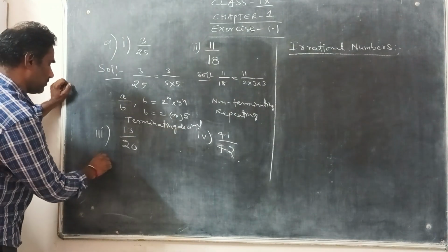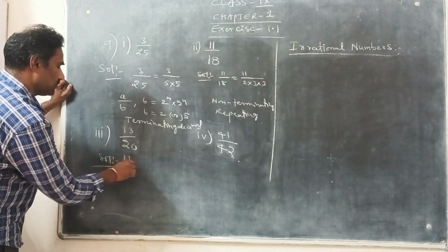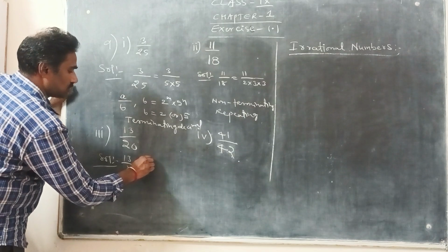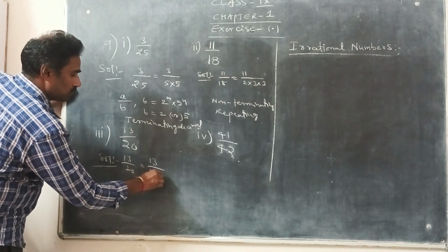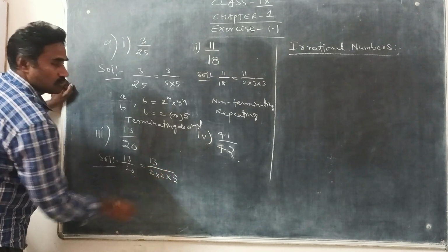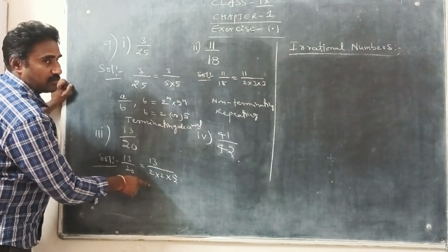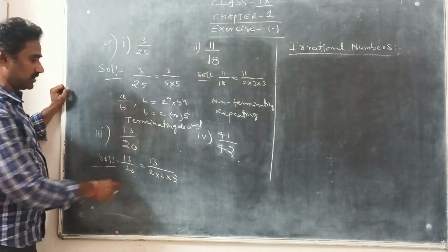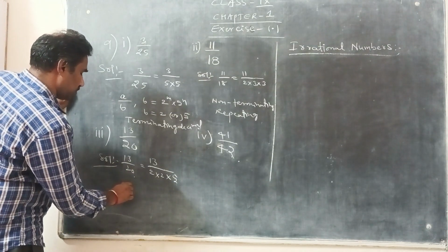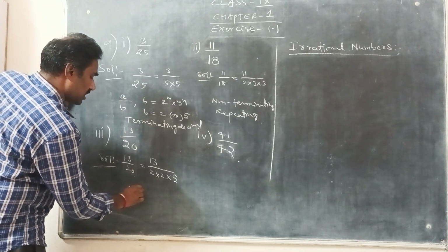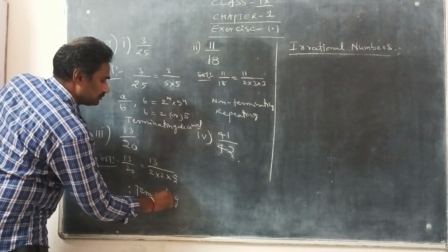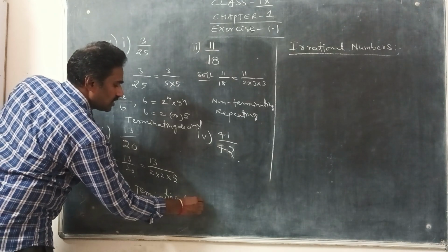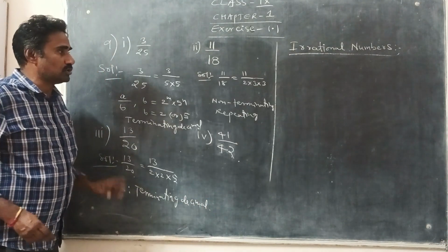Now see 13 by 20. 13 by 20: 20 can be written as 2 into 2 into 5. What I said: 2 and 5, only 2 or only 5 in the prime factors. So 13 by 20 is also a terminating decimal. If you do division also, you will get 0 remainder after some steps.